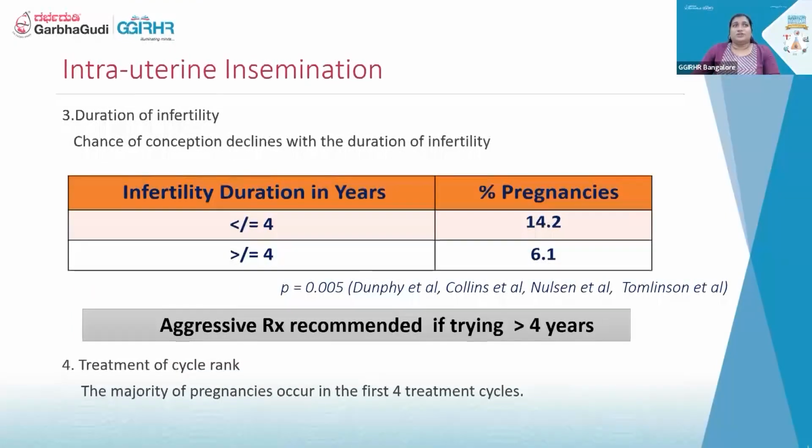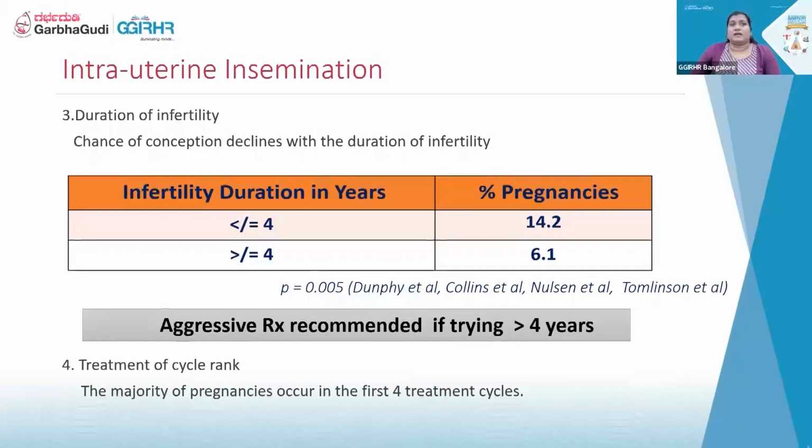Then duration of infertility, the chance of conception decreases with duration of infertility. If the patient has infertility duration less than 4 years, the chances of pregnancy is 14.2%. If the patient has more than 4 years duration of infertility, the chance is 6.1%.